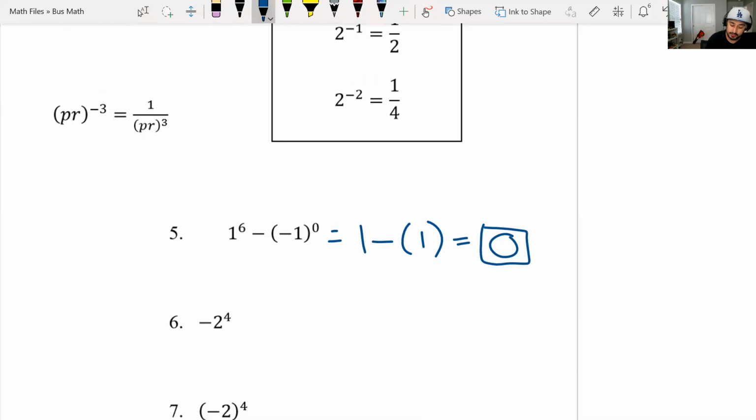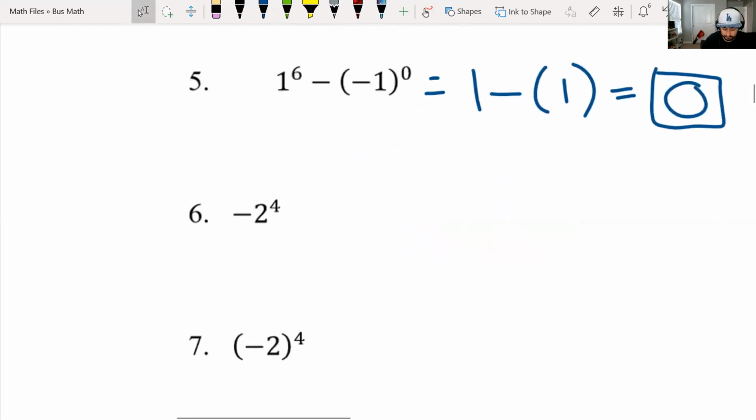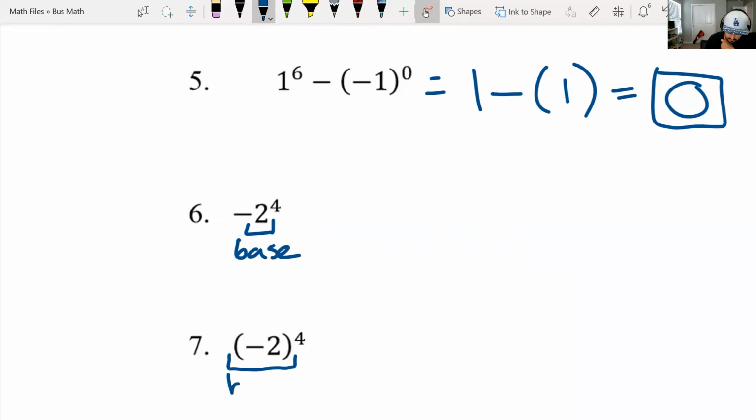Okay, negative 2 to the 4th. All right, I'm going to show you how to expand this. Parentheses mean everything. Parentheses can determine the base of your exponential function. And with no parentheses, we have to figure out what the base is. So let's look at number 6, and then we'll look at number 7. I can definitely work these together. For number 6, since there are no parentheses, 2 is the base. For number 7, since there are parentheses, negative 2 is the base. So let's go ahead and expand these, and let's see the difference.